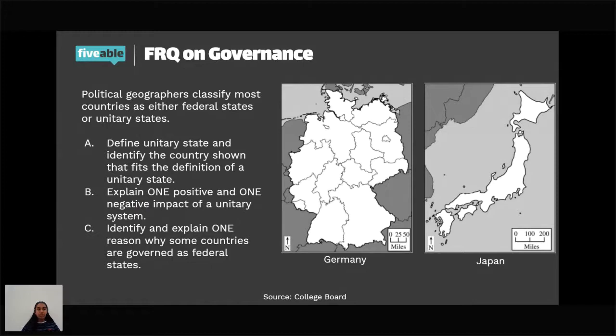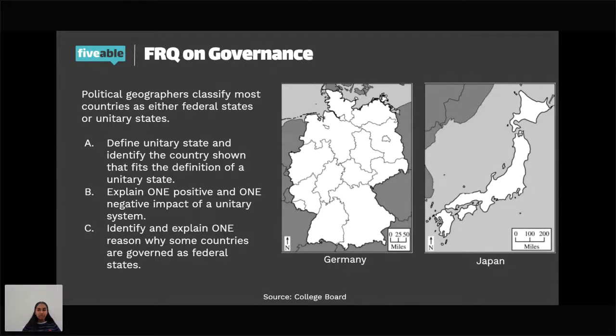Okay, so the FRQ on governance. I'm going to be splitting these up more separately than A, B, and C, and D. Oh, unitary is when there's a strong central government, basically. Political geographers classify most countries as either federal states or unitary states. So these states are Germany and Japan. First in the chat box, you can define unitary states and then identify the country shown that fits the definition of a unitary state.